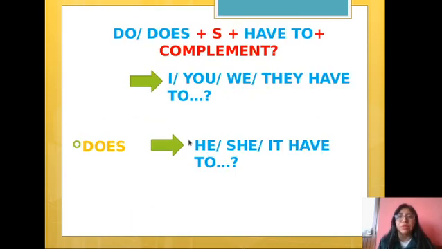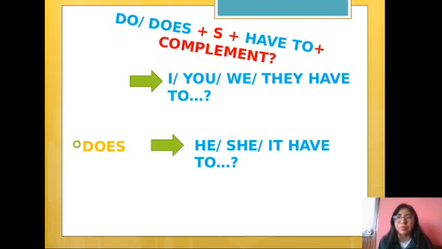Pay attention. We are going to check questions, okay? What is the structure? We are going to use do or does plus the subject plus have to plus the complement. Okay, so pay attention. When do you use do and when do you use does? Okay, that is the same as the negative statements. Casi es lo mismo que las oraciones negativas.